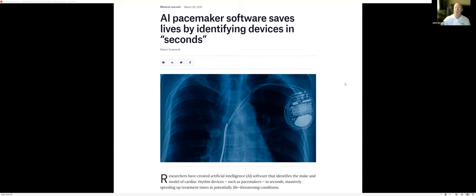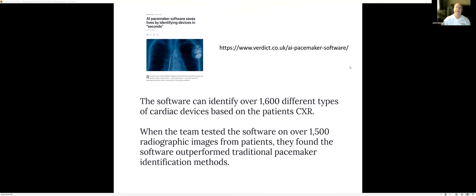Another application, it looks at the chest X-ray and identifies what pacemaker you've got simply by looking at the properties of the pacemaker on chest X-ray. I should remind you, though, that another way of doing this, which is more conventional, is to send a signal to the pacemaker, and it sends back, following interrogation, all its properties, its model number, its serial number, and all that. So all modern-day pacemakers come with an interrogation platform that you can use to get information on it, including how old the battery is and all that kind of stuff. Here, the pacemaker software can identify over 1,600 different types of cardiac devices based on the chest X-ray.